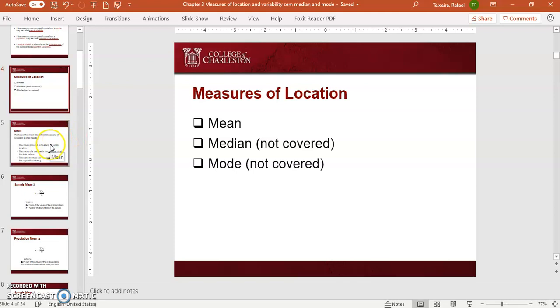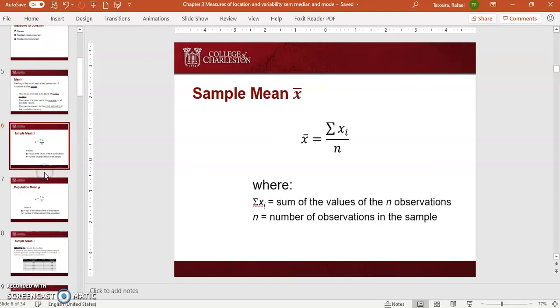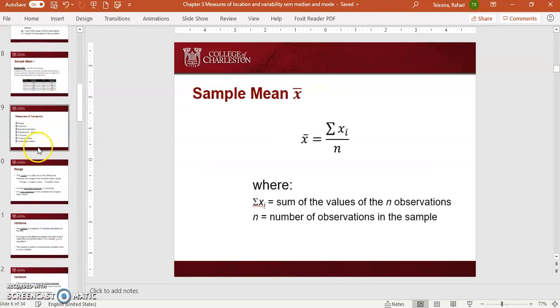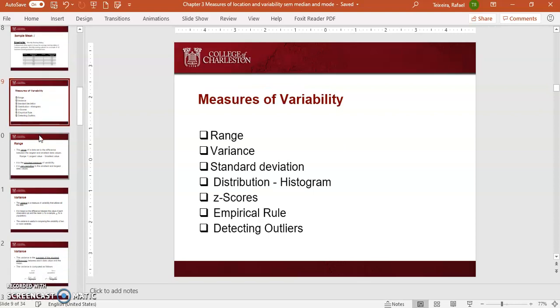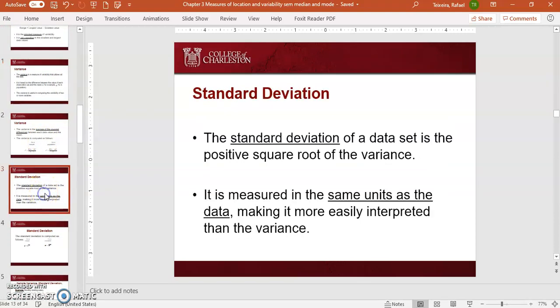And why we focus our attention on the mean is because the mean is the main measure that shows the central location of all values in a data set. Okay, and the mean is used to determine the measures of variability, especially the variance and the standard deviation.